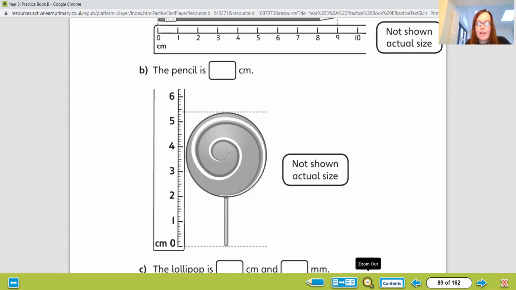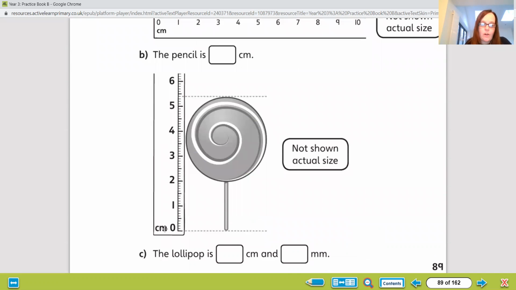C puts our information together because this time we've got centimetres, and then going up in between we've got millimetres. Okay, and there are 10 millimetres in a centimetre. We've got 10 lines. 1, 2, it's hard to count vertically, but there are 1, 2, 3, 4, 5, 6, 7, 8, 9, 10. So each one of those little lines is worth 1 millimetre.